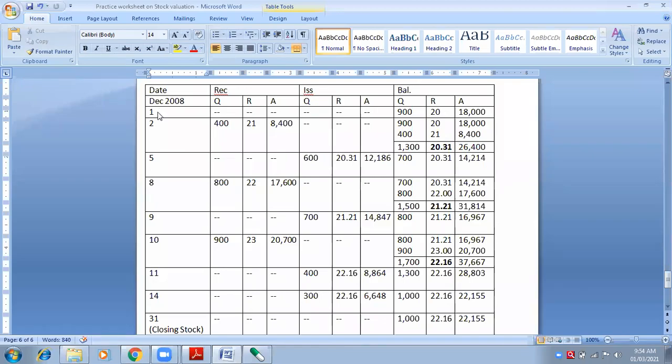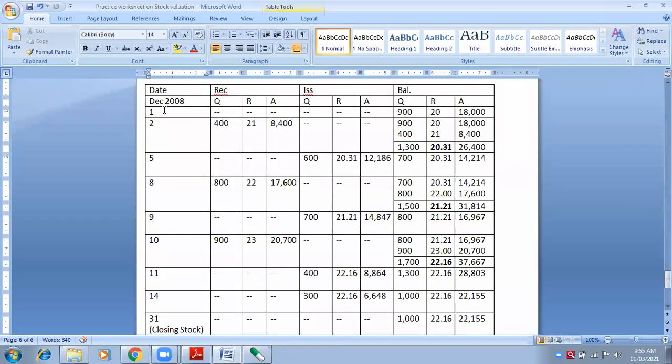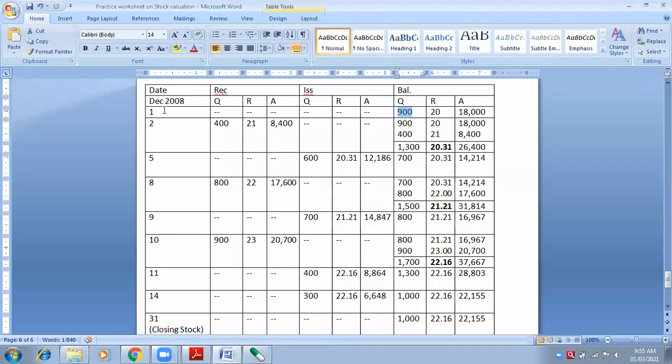Okay, now see December 2008. First date is opening stock, 4,000 units at the rate 50. Directly to the receipt column nil, issue column nil, directly to the balance column. How many units? 4,000 at the rate 50. So this will be 4,000 at the rate 50. What should be the amount? 2 lakhs. Very good. Now, this is the way you should answer quickly.